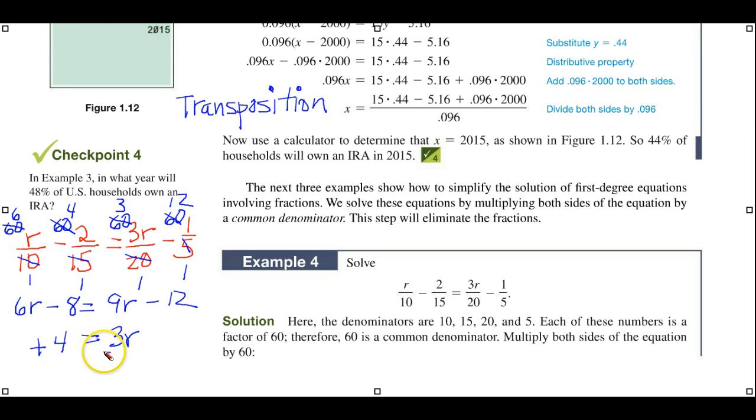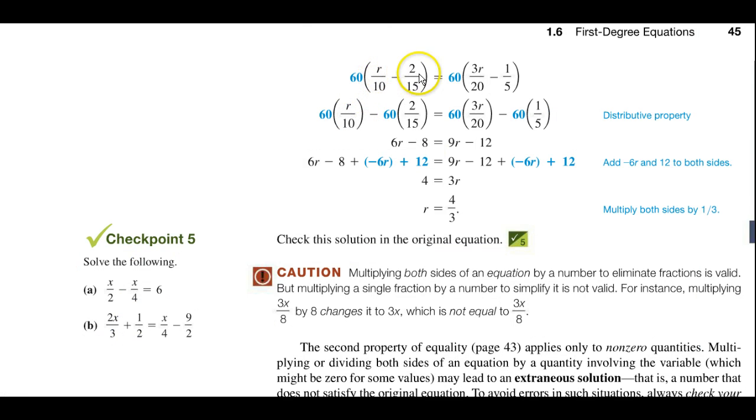Now we divide both sides by 3, and we get r equals 4/3. So they're doing it a slightly different way. I like the idea of putting the least common denominator by each term already, in this step in a sense.